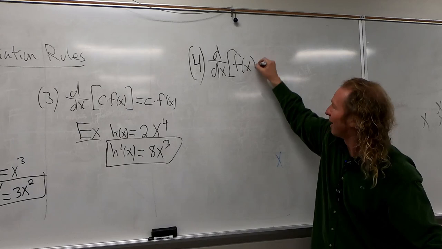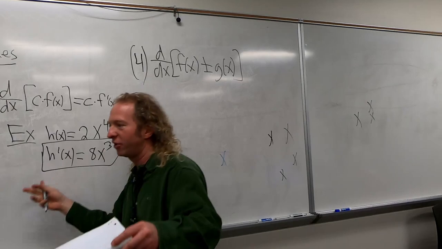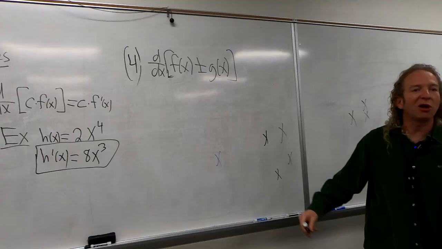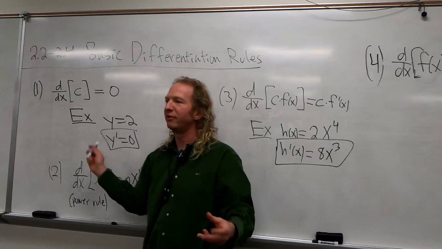So if you have f of x plus or minus g of x, so you have two things. So d/dx, take the derivative with respect to x of this. This is called Leibniz notation, this d/dx stuff. It is convenient for this. It lets me write down the formulas in a convenient way. Most people don't like it, though.